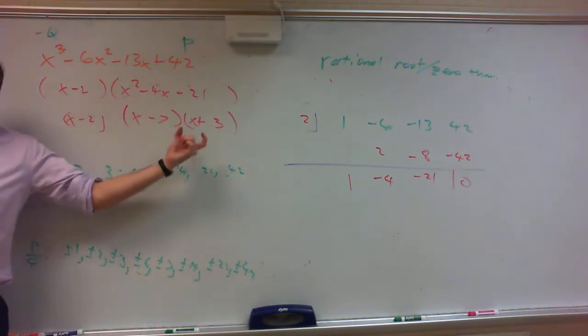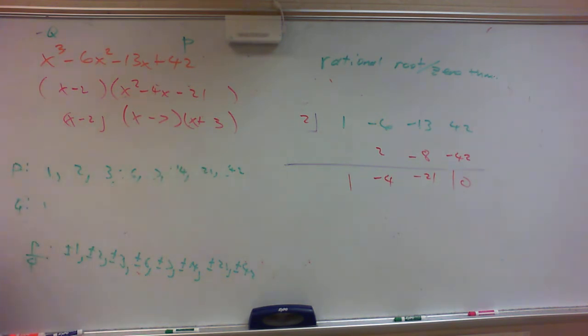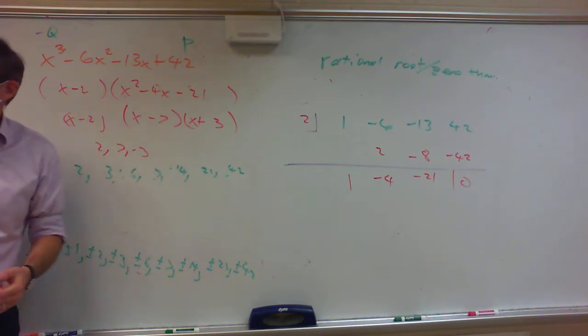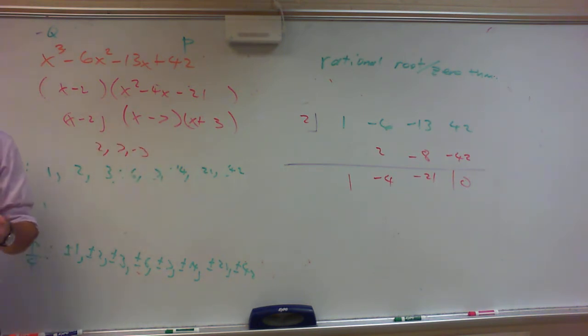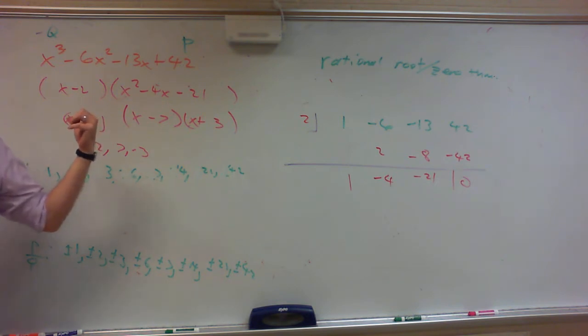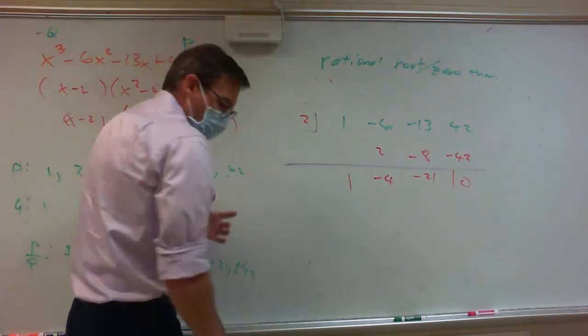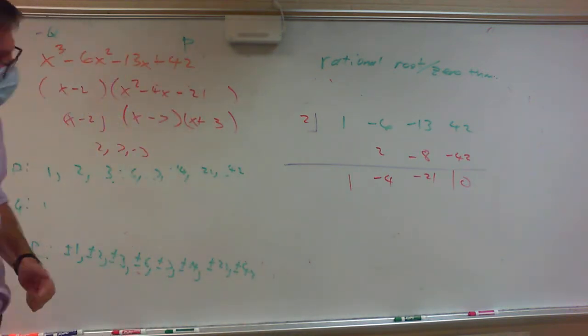So now that I have my factors, what are my zeros? 2, 7, negative 3. Does that make sense? All right. One more.